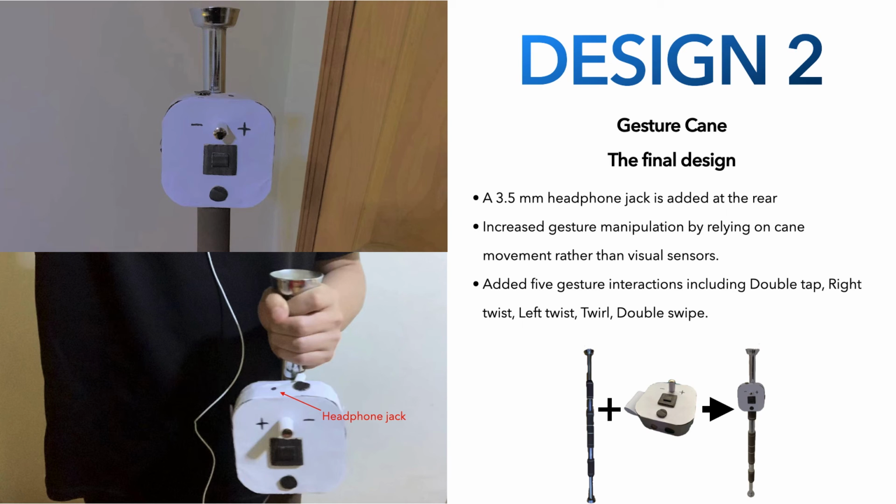The cane is one of the necessary pieces of equipment for most visually impaired people when they travel alone. It helps them find the way and prevents them from falling over. I added a headphone jack at the rear and increased the gesture manipulation by reading the cane's movement rather than using the visual sensor. The 5 gesture interactions include double tap, right twist, left twist, twirl, and double sweep. Different gestures can correspond to different functions, which is very efficient.